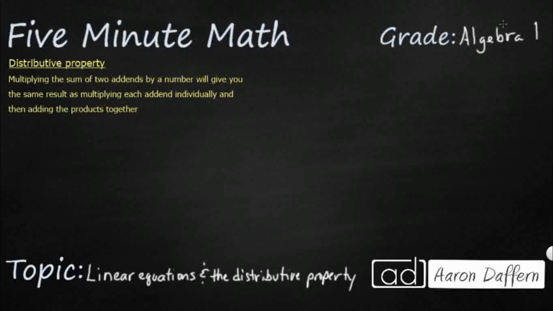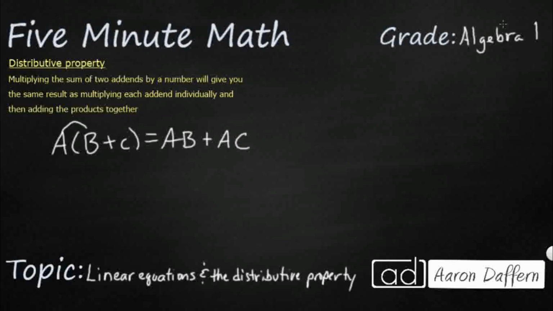The distributive property is when you multiply the sum of two addends by a number, and that gives you the same result as if you were to multiply each addend individually and then add those products together. So this is typically how we'll see it, like this. You'll see an example that says a(b + c) = ab + ac. So when we say we distribute something out, that means we have something inside parentheses and something being multiplied to it on the outside.